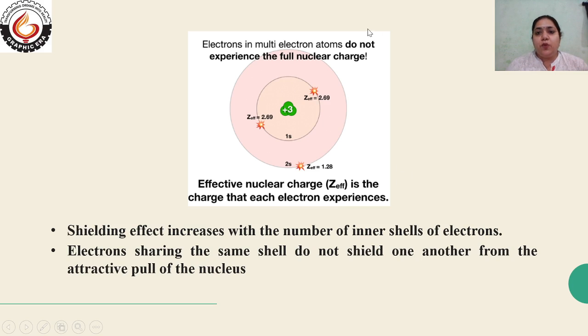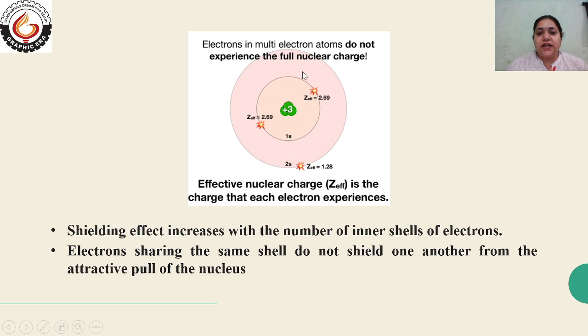Here this will be more clear with the help of this diagram. This is the example of a 3 electron system, that is lithium. So it is having a 3 positive charge in the nucleus. Clear? It is having 3 positive charge in the nucleus and 2 shells are there, one and second shell.